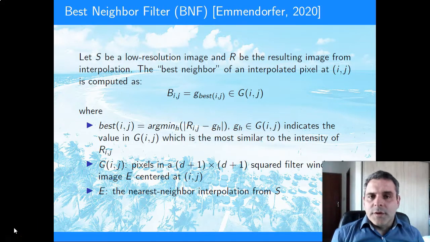The best neighbor filter was recently proposed by us. It takes a low resolution image S and an image R, which results from the application of an interpolation algorithm applied to S. The filter mixes information from both the original image S and the interpolated image R, replacing each pixel in R by its so-called best neighbor, which comes from the original low-resolution image S. Best neighbor is a nearby pixel from the original image, which is the most similar to the corresponding interpolated pixel.